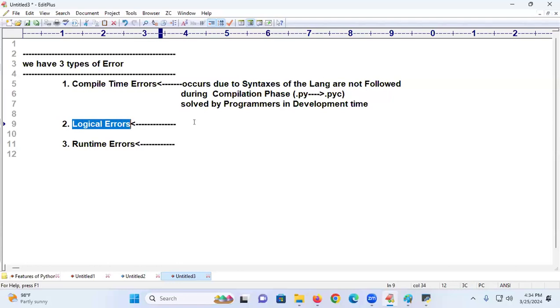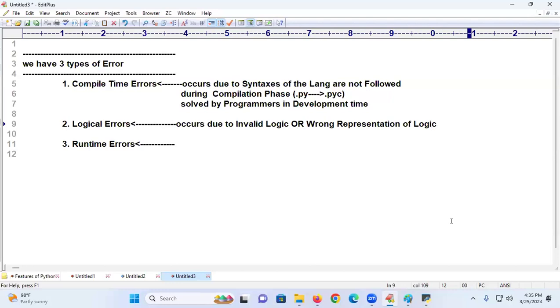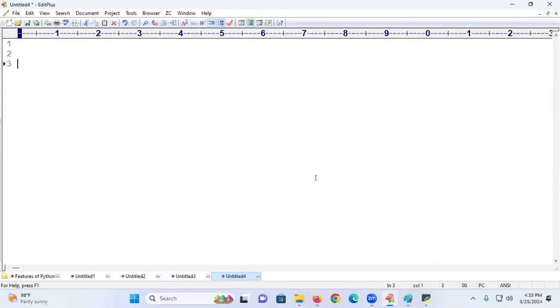Logical errors are those that occur due to what? I am writing. Can anybody answer it? They occur due to invalid logic or wrong representation of logic, wrong representation of problem solving logic. If I take an example, one example you take.